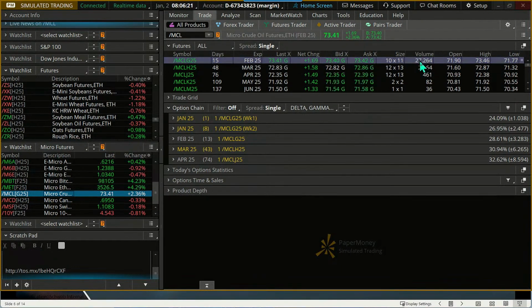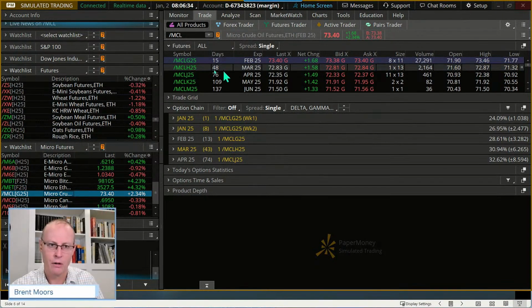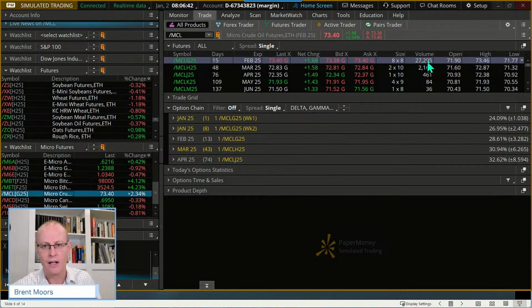By the way, when you're looking at these, the one closest to expiration, 15 days, is more often than not going to be your active contract. When we get very close, it may roll over to the newest one, but typically you'll have the highest volume there. This is going to be the most liquid contract. That's the one we're going to trade here.